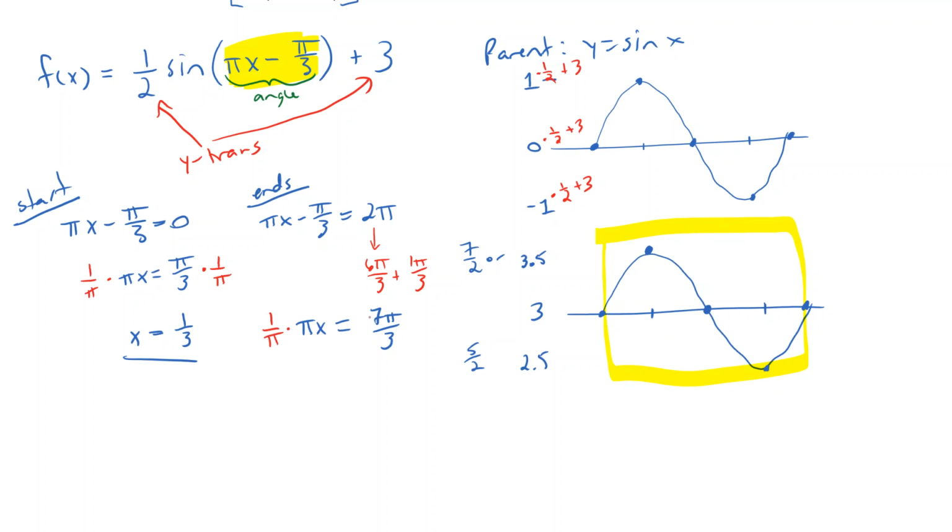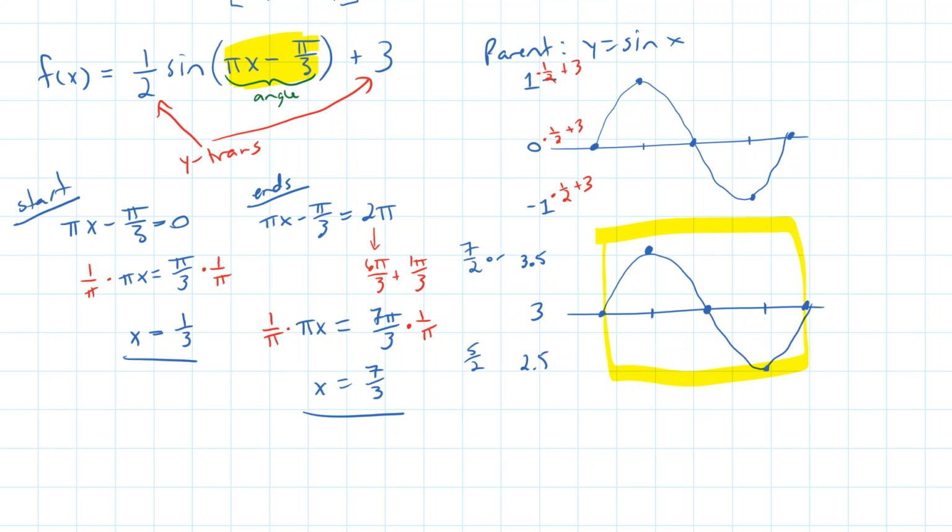Divide both sides by pi, or multiply by 1 over pi, and we get x equals 7/3. So our cycle starts when x is 1/3 and ends when x is 7/3. So now I need to set up my grid. So let me turn on my graph paper.